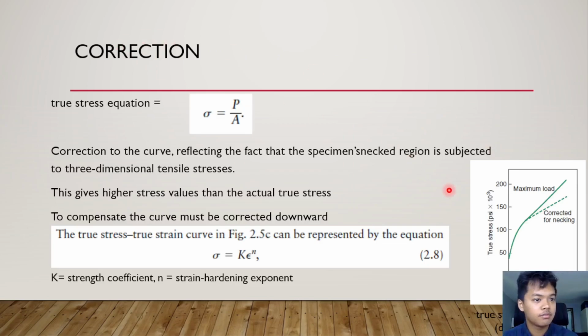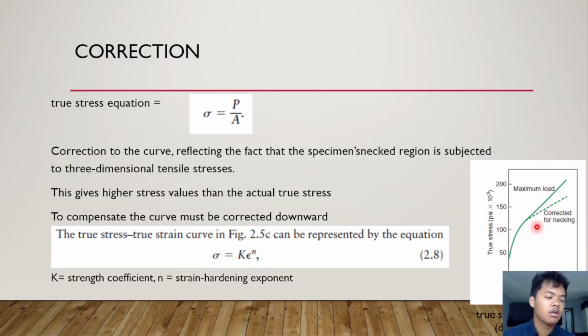Okay, so we have correction. What is happening here? So here's the true stress-strain equation. Correction to the curve reflecting the fact that the specimen's neck region is subjected to three-dimensional tensile stresses. This gives higher stress values than the actual true stress. To compensate, the curve must be corrected downward. The true stress, true strain curve in figure 2.5c can be represented by the equation. So here is the equation that represents the true stress, true strain curve.